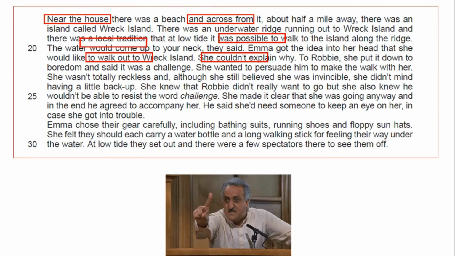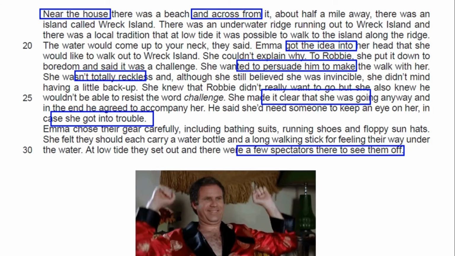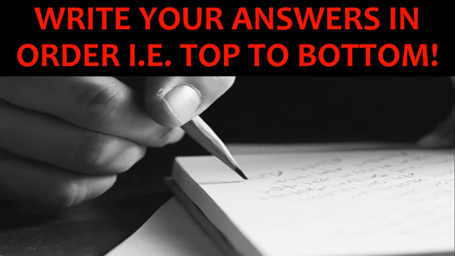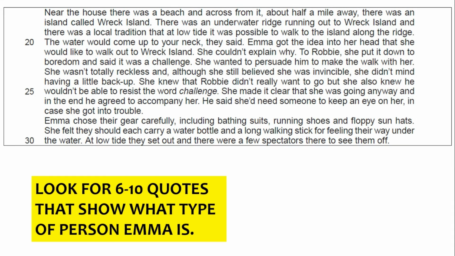What we do want is 5 or 6 quotes taken from the whole extract. So you've shown the examiner that you've looked at the start, middle and end of the question. That's what we're looking for. Write your answers from top to bottom as well. So what I mean is, if you've picked out these quotes, write your first answer on the one that says near the house and do your last answer on the one that says a few spectres there to see from off. Don't jump around the whole section.